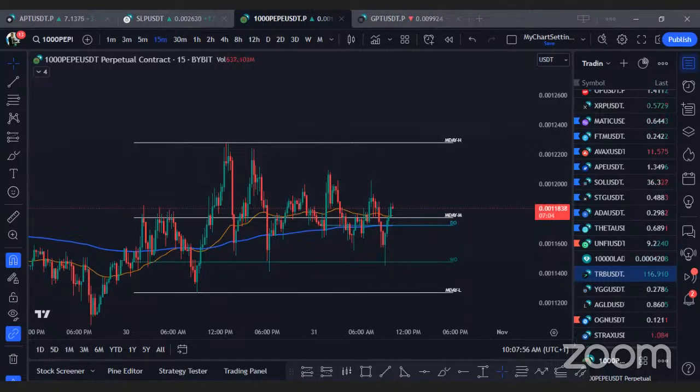So let me see if I can take the quick risk and see what happens. So it's a limit order, eh? Yes, at 0.011780, limit order. So if it triggers, let's see if we can take it up, guys. Let's see if Pepe can surprise us and go up.